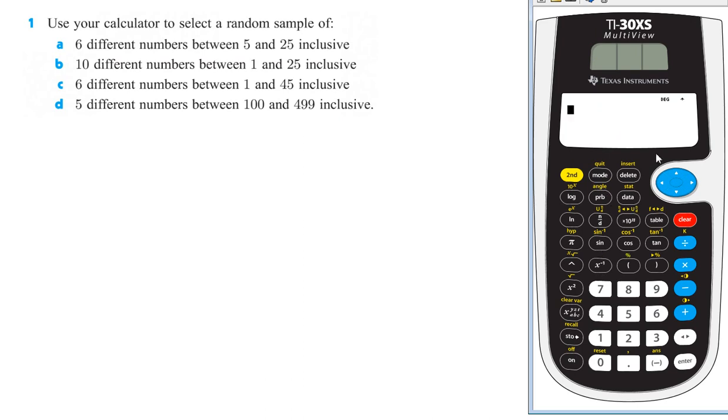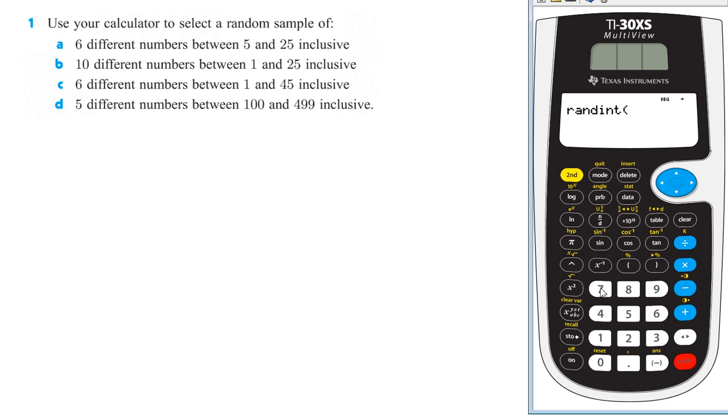So on the TI 30s, what we've got to do is, I believe, under probability. There it is, probability. We go over to random, and then we don't want just random, because that could be any kind of number, but we want random integers. It says 6 different numbers between 5 and 25 inclusive. It doesn't say it specifically, but it appears to imply that it should be integers instead of all sorts of numbers. So we're going to do rand int, because that stands for random integer.